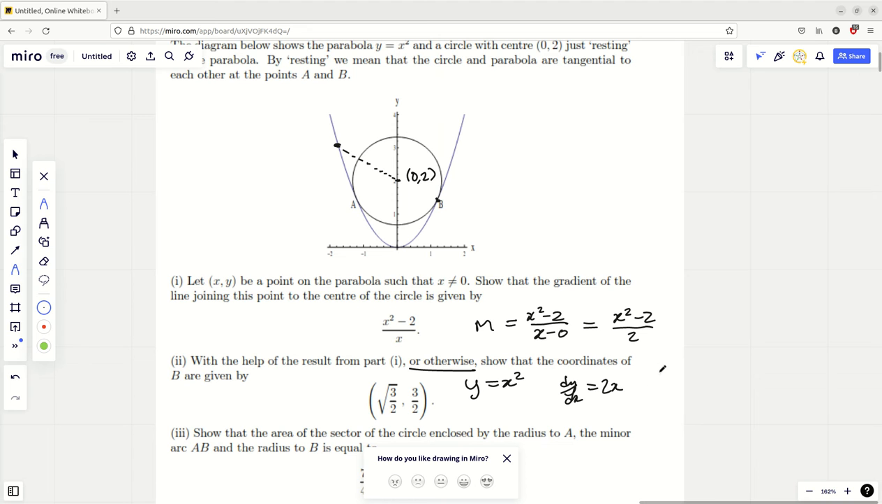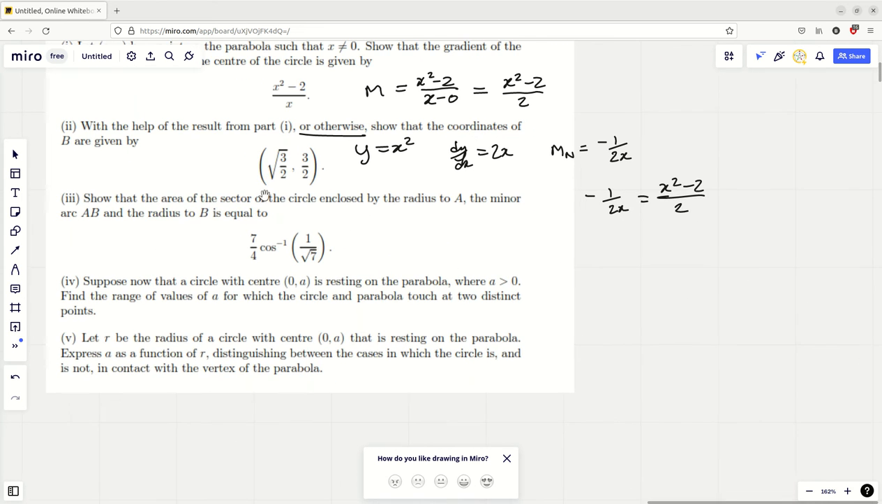That would be the gradient of the tangent. So the gradient of the normal would be minus 1 over that, the negative reciprocal. And so that should have exactly the same gradient as this. So I've got minus 1 over 2x equals x squared minus 2 over 2. And that's an equation with one unknown, so I should be able to solve it to find x, and hopefully it's going to equal the x coordinate here.